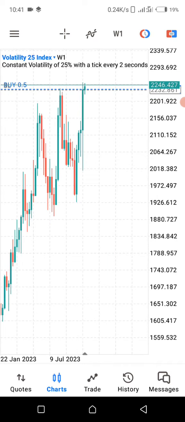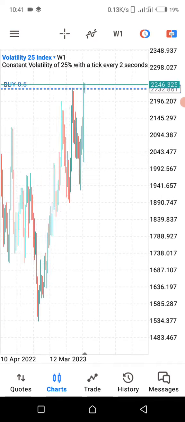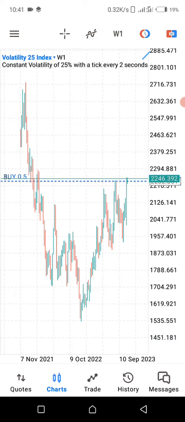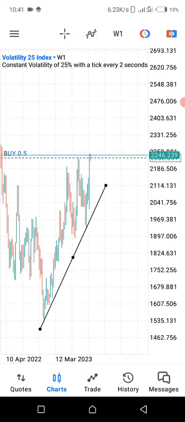As you can see, if I zoom out, you see that it's an uptrend from the weekly time frame. If I put across a trend line here, you see that the market is actually respecting this trend line. So whenever this market now gets to this trend line later, it's going to react to it.